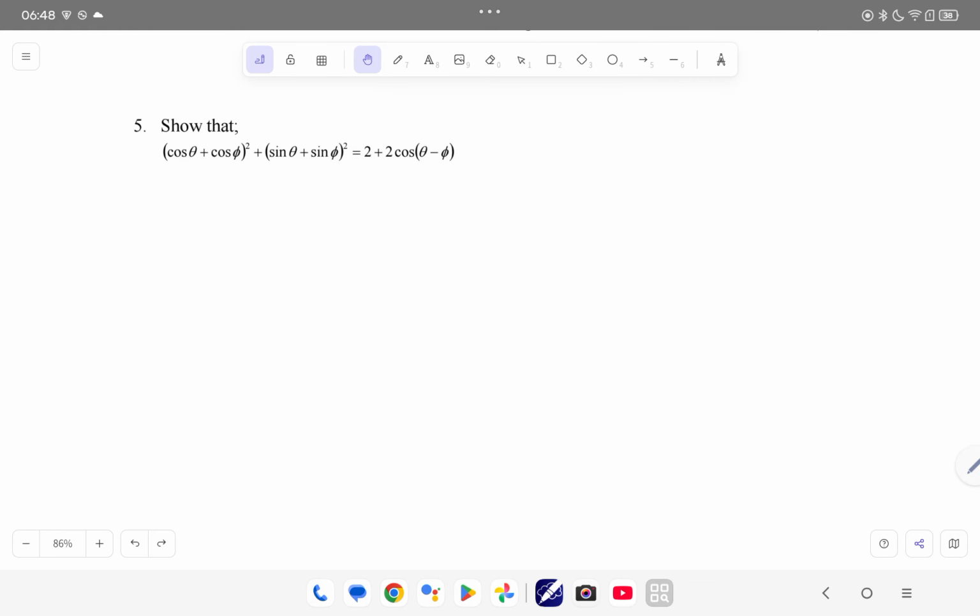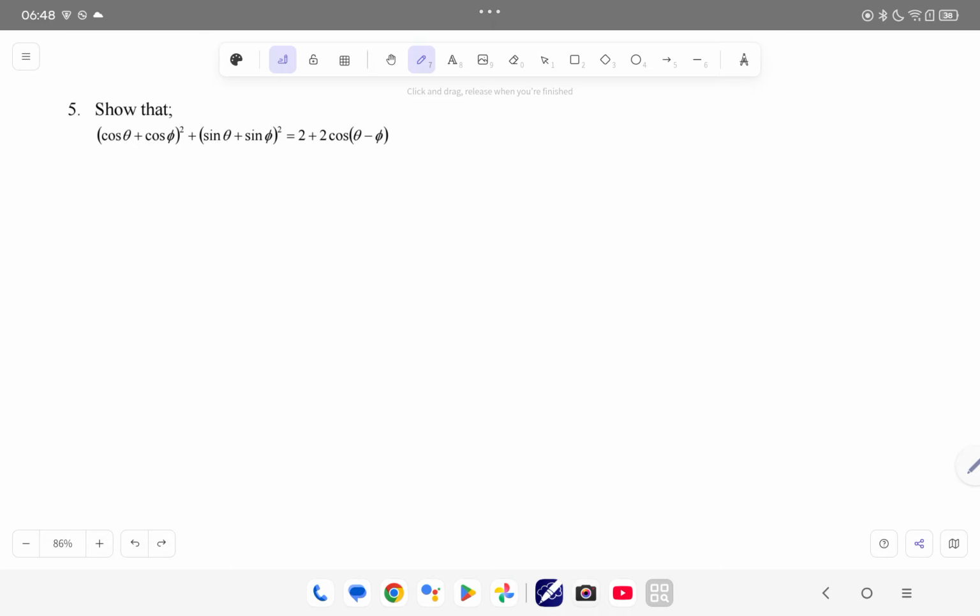Question number 5. Please forgive my speed. I'm trying to shorten the video, but you can as well pause, go back and replay so that you can understand the steps at a slower pace. Now here we have the left hand side, and we're supposed to show it is equal to our right hand side. Now on the left, I'll expand these things on the left.